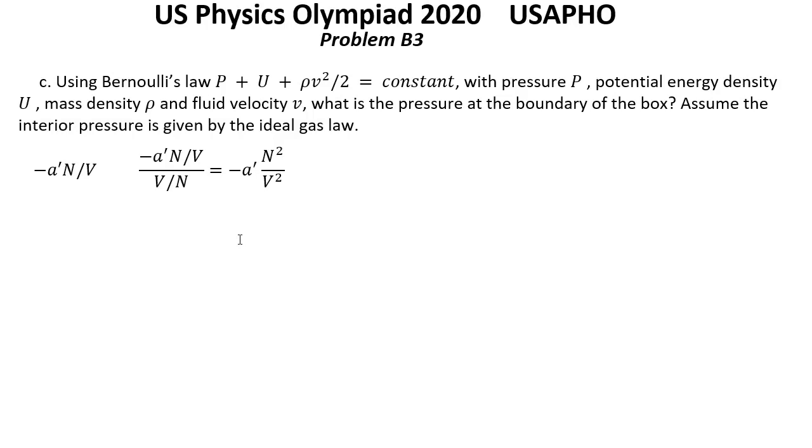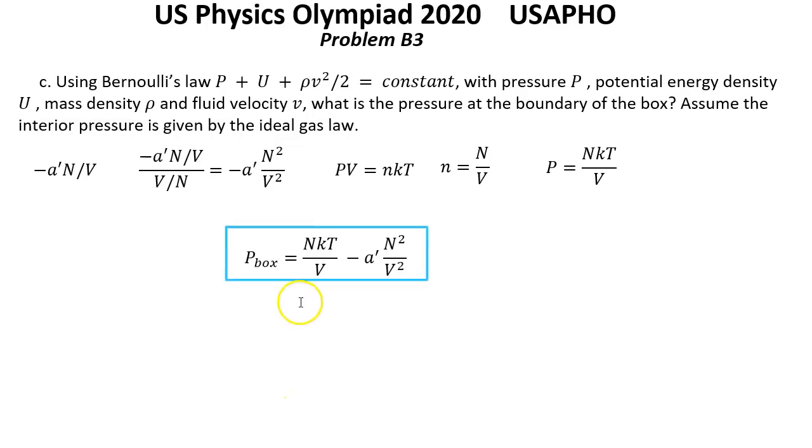And due to the universal gas law, we have PV equal NKT, where N is the concentration of molecules, K is the Boltzmann constant, and T is the absolute temperature. So it means that N equals N over V, and we have the pressure inside the box is NKT over V. Then the pressure on the box is this expression. So that was the solution for question C.